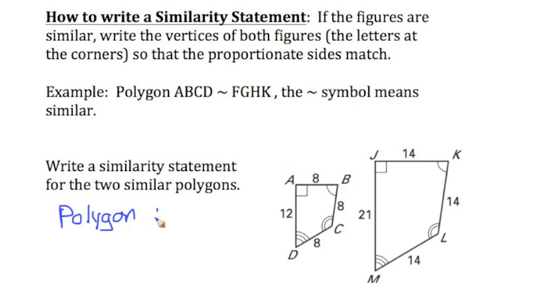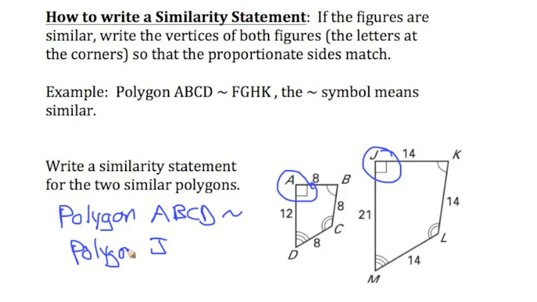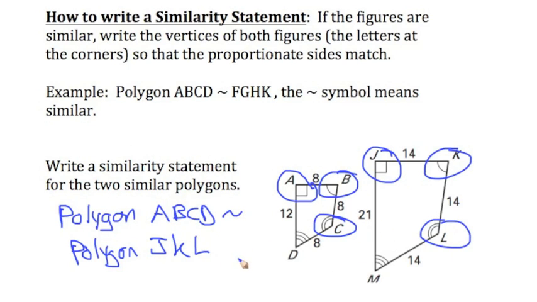And we're going to say polygon ABCD is going to be similar to. And what is polygon ABCD similar to? Well, let's take a look. A is that right angle right there, and it matches up with J. So we're going to say polygon J, and then B matches up with K, so JK. The next letter was C, and C matches up with L, so we're going to write L. And the last letter is M. So polygon ABCD is similar to polygon JKLM. And there you go, you've written a similarity statement.